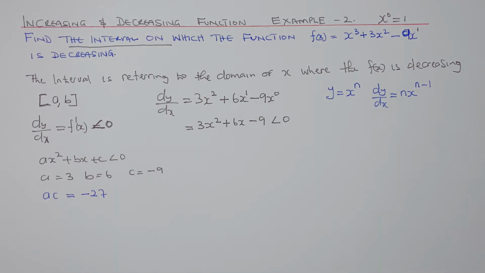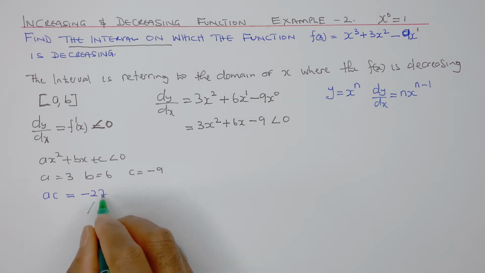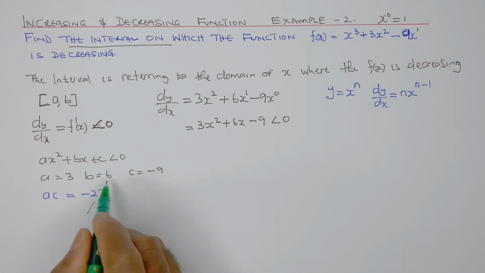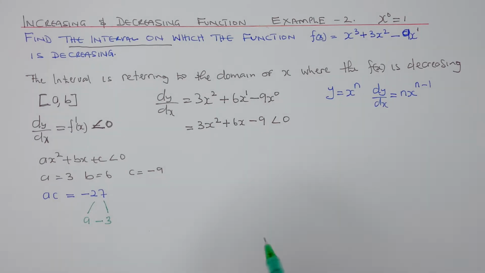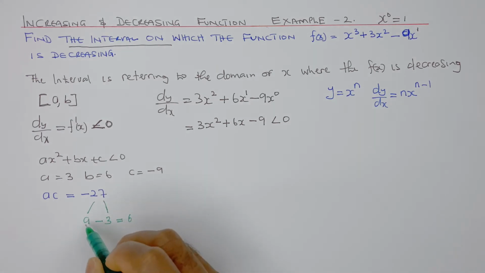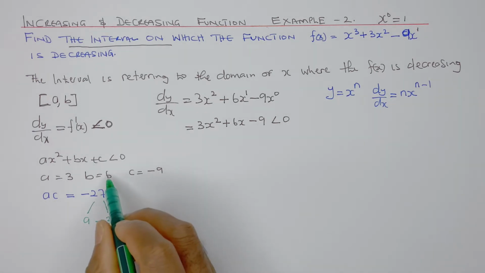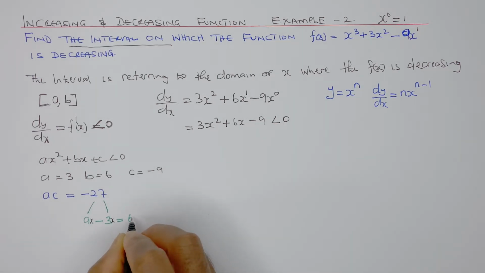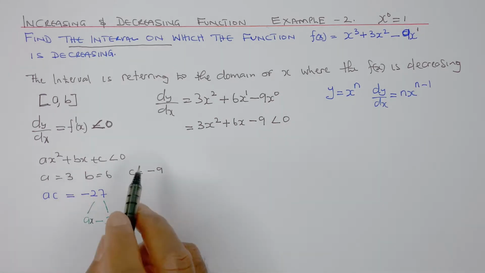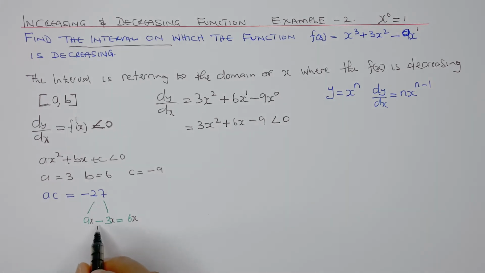I need two numbers I can multiply together to get minus 27, and when I add them together, I get 6. So 9 and minus 3 will be the two numbers. 9 minus 3 is 6, so that gives 6b. The product is 9 times minus 3, which is minus 27, and the sum is 6. So that's good. So 9x minus 3x will give 6x, so I can replace the 6x here with 9x minus 3x.